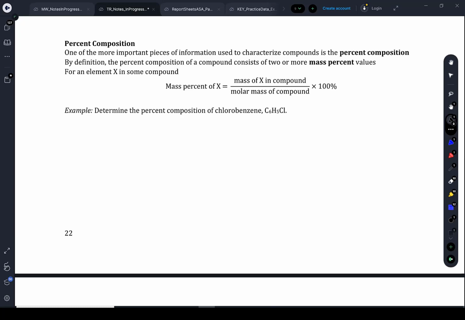Okay, so the way we do this is we first have to start off by calculating the molar mass of the compound. And then we look at the mass of each element in that compound. So for example, if we had water, the molar mass of water is 18.02. There's two hydrogens in water. So we would look on the periodic table and say 2 times 1.008 would be 2.016, okay? And then for oxygen, there's only one oxygen, so it would be 16 divided by the molar mass, 18.02. And you multiply by 100 to make it into a percent.